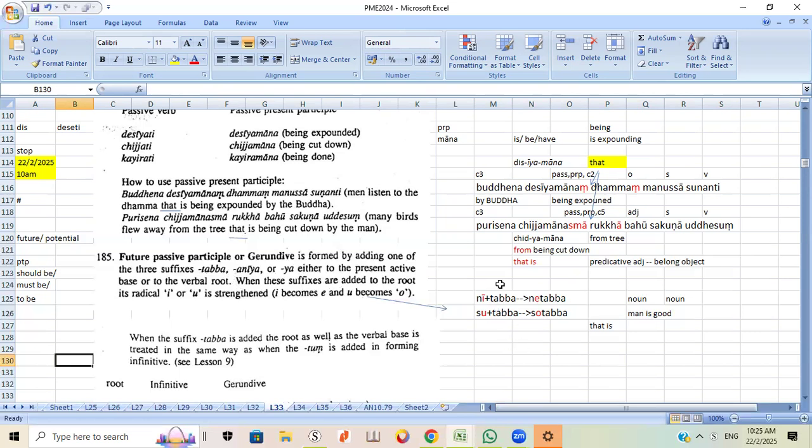That means what you do is, for instance, the word you can use tabba, aniya, or ya. It depends on the condition. So during the translation, this future you should use should be, must be, and to be. Any one of them. Up to this point is not too difficult yet. But the one you have to take note of is when this suffix is added to the root.